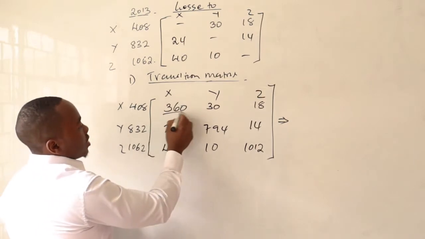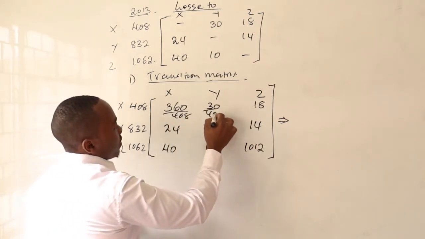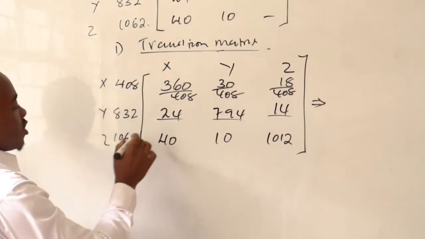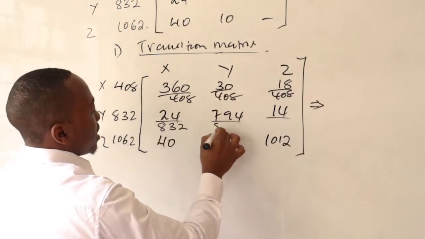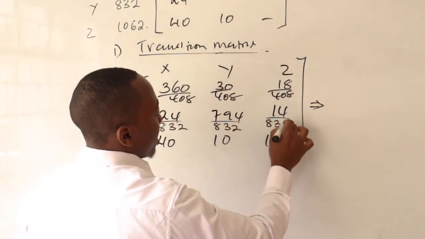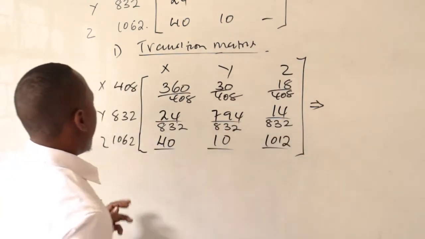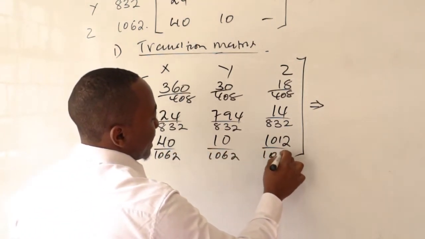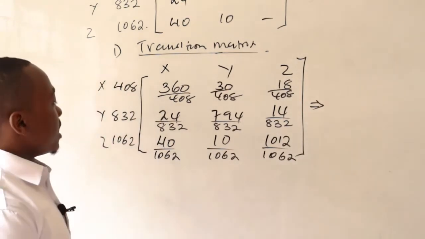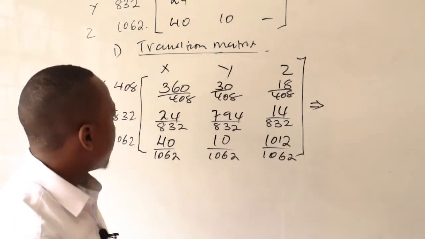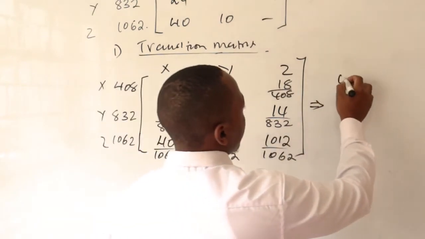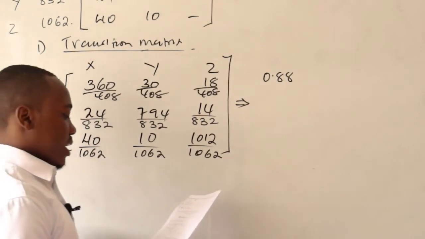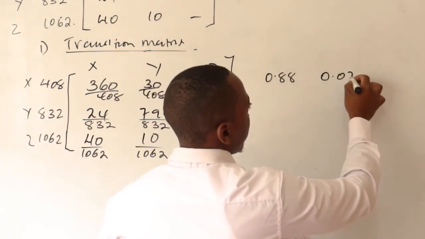The total was 408, so you divide by 408 each time. For Y, the total number of members was 832. And for Z, we had 1062. So 360 divided by 408, you get 0.88. Then you divide by 408 again, and you'll get 0.07.